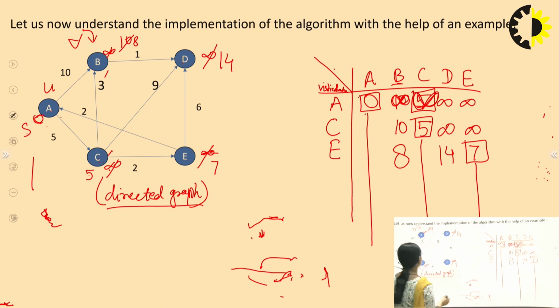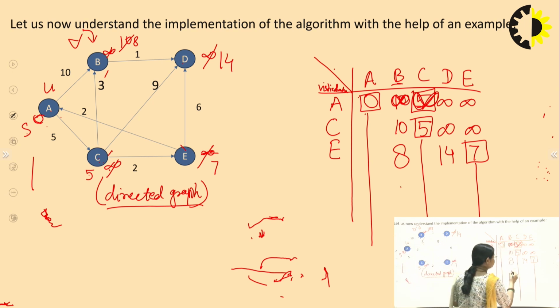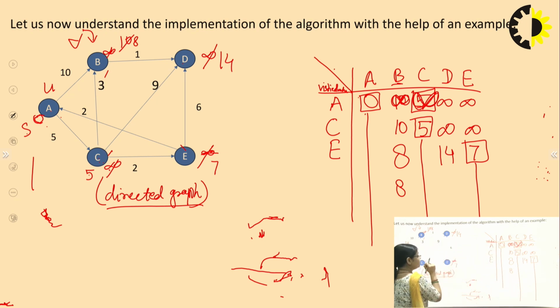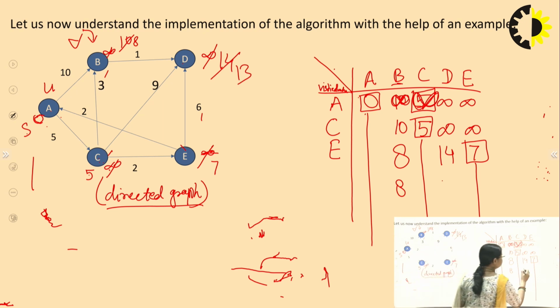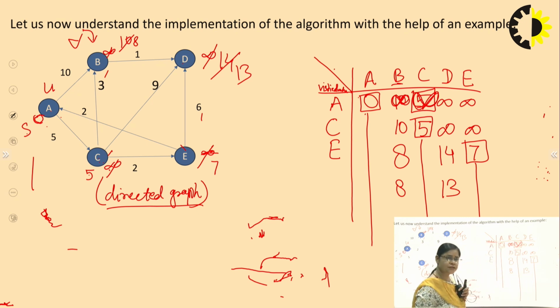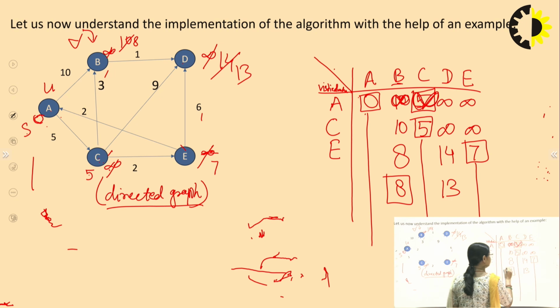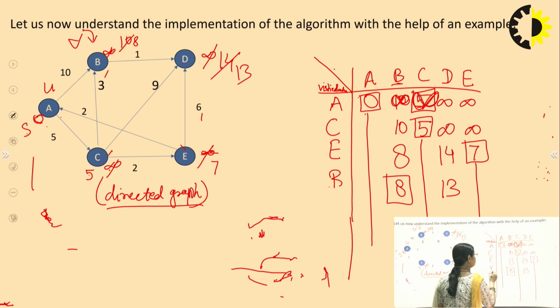E to B, there is no path. No graph, no arrow is going there. So we will take the value as it is, similar value. Then E to D, what will be the E to D? Till A it is 7 and this distance is 6. So 7 plus 6 is 13. So we are updating the value of D to 13. Now which one is minimum? Our 8. Okay. So now what I am going to take, this one is B.